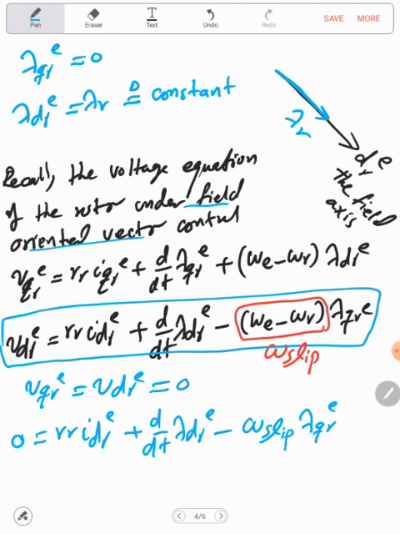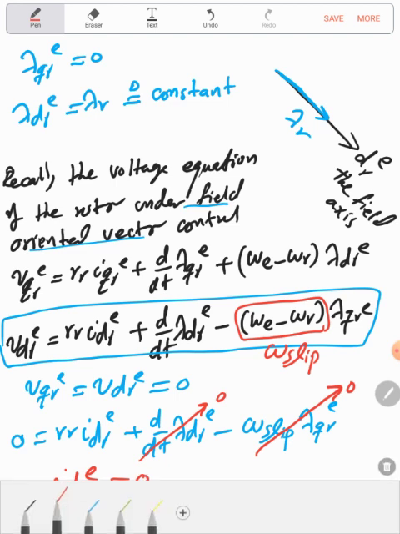Now, under the assumption that lambda QRE is equal to 0, this term is equal to 0 by our assumption. And by our assumption that the rotor flux is constant, d by dt of the constant is also 0. So we end up with IDRE equal to 0.